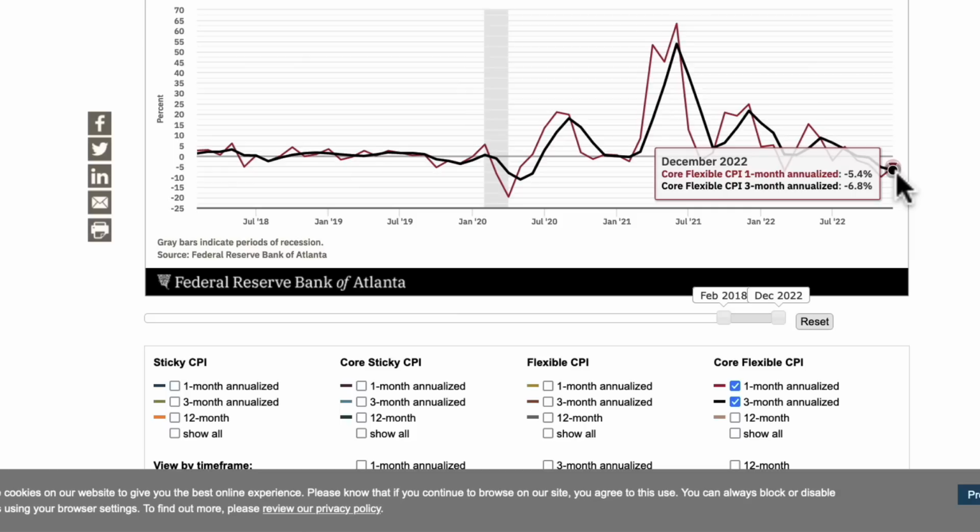So we have heard numbers that, if you take the last 3 months of CPI or the last 6 months of CPI and annualize it, it's already at 2% or below 2%, if you're looking at the core. That's because it's taking both the flexible and the sticky components.